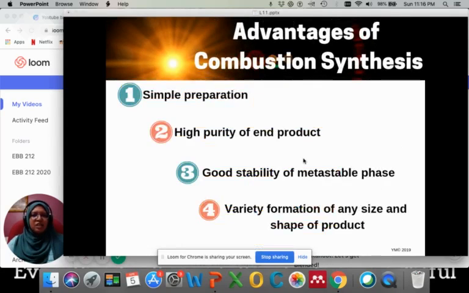Finally, the advantages of combustion synthesis. It is a very simple preparation. It can produce high purity powders with a variety of sizes and shapes of the powders that we want, and it also has good stability of metastable phase. So that's all for combustion synthesis, and with that we end our wet chemical synthesis lectures. Thank you.